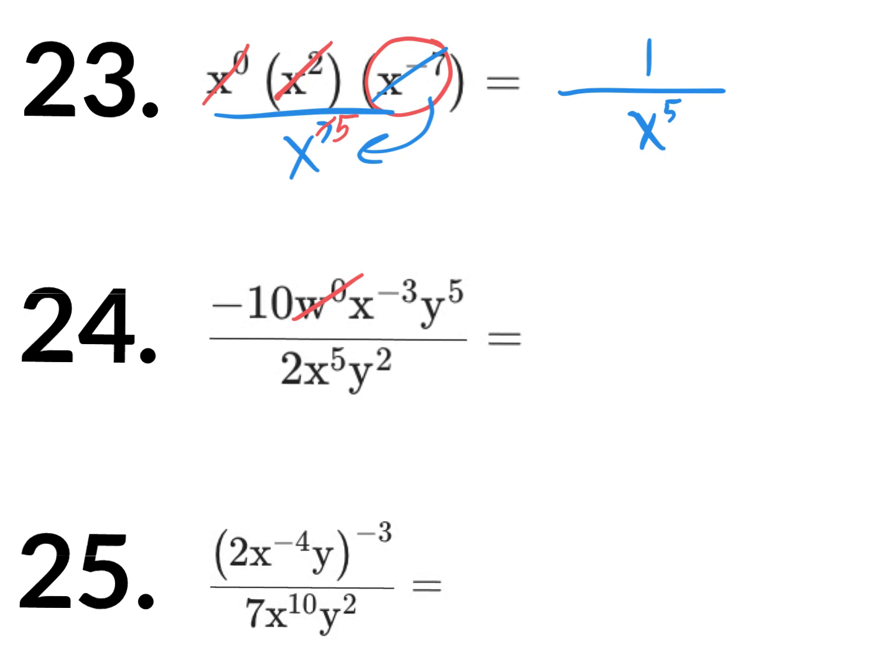What else could we do? We could cancel things out. We cannot cancel out x's yet. Why not? Because that's a negative exponent x. The only way you could cancel out x's is if you have regular x's on top and regular x's on the bottom, and that's not the case here, okay?